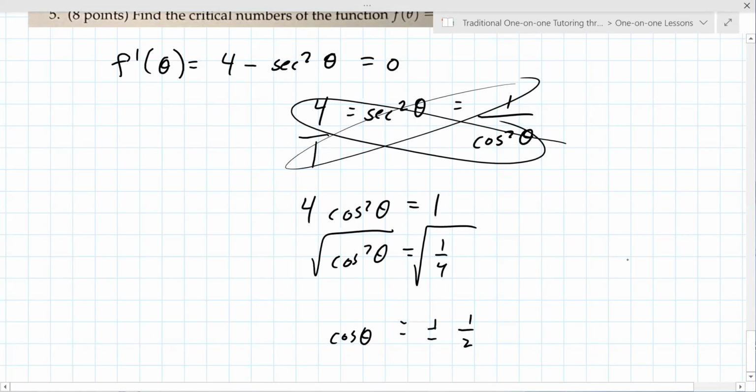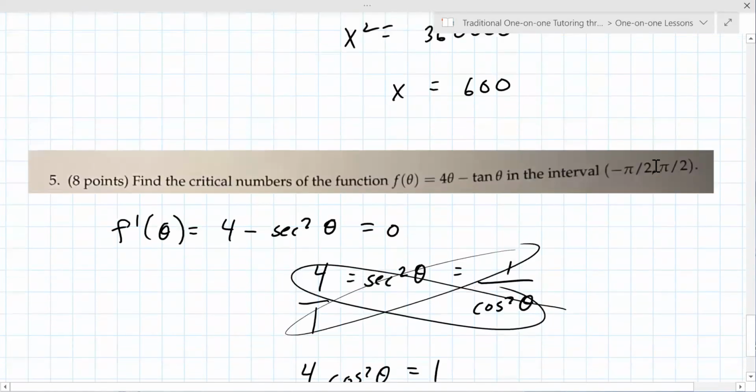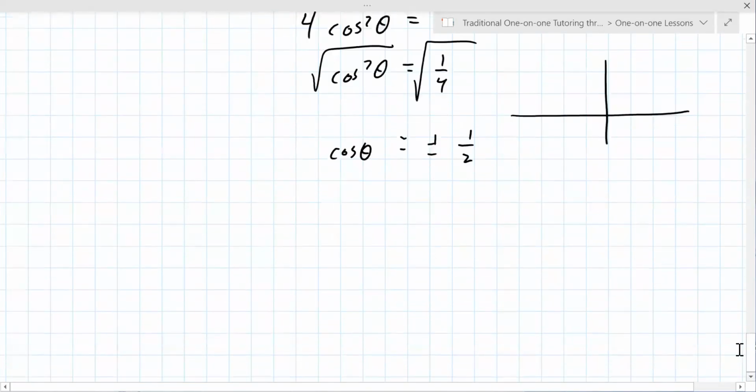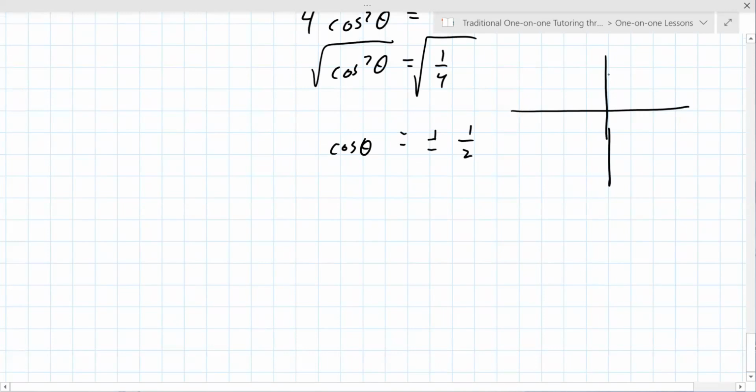So you got to figure out where on the unit circle, in this window that they're giving you, from minus pi over 2 to pi over 2. So they're asking from here to here, cosine equals plus or minus 1/2. Cosine is the x value on the unit circle, so it's here, and then it's here. And that's pi over 3, and then minus pi over 3. As a reminder, you definitely got to know your unit circle.